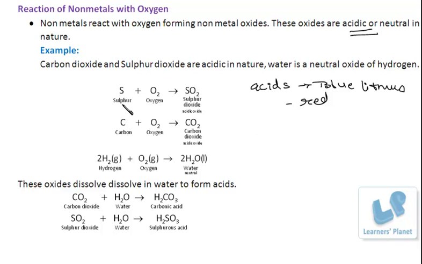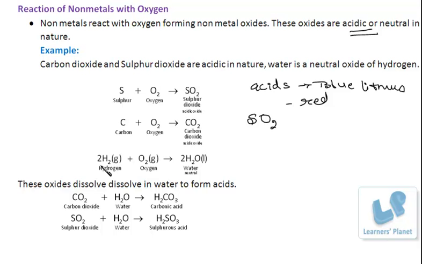See, sulfur. Sulfur is a non-metal, right? It is not sonorous, it is not ductile, it is not malleable, it is a poor conductor, a bad conductor of electricity and heat. When it reacts with oxygen, it forms sulfur dioxide. See, 2 is here, right? S for sulfur, O for oxygen, and the name is oxide. And as it is 2 here, it is named sulfur dioxide. Carbon with oxygen forms carbon dioxide. It is also an acidic oxide.